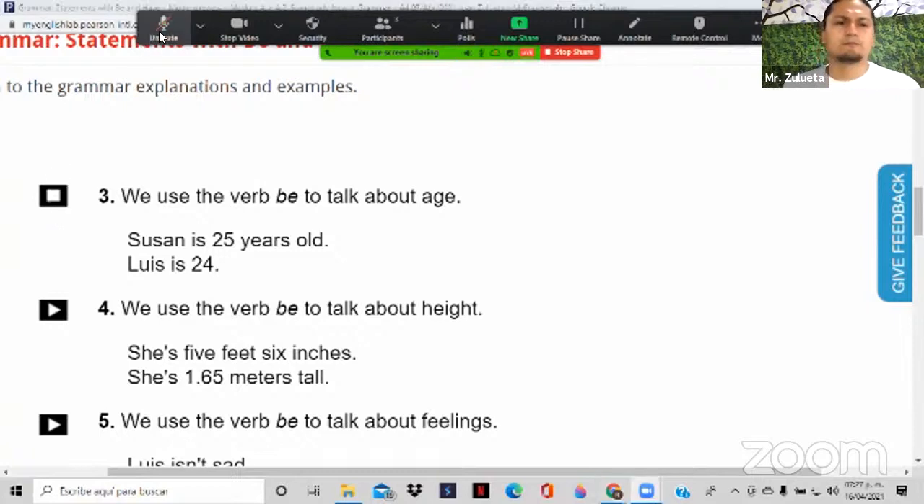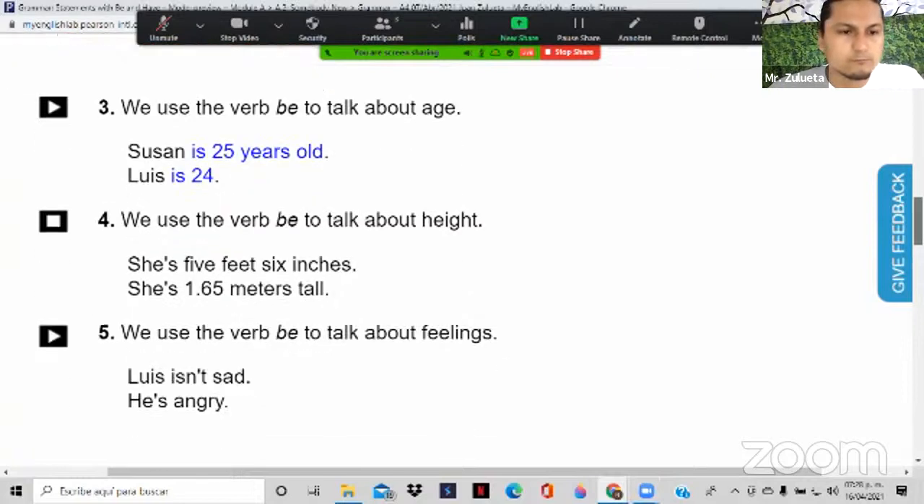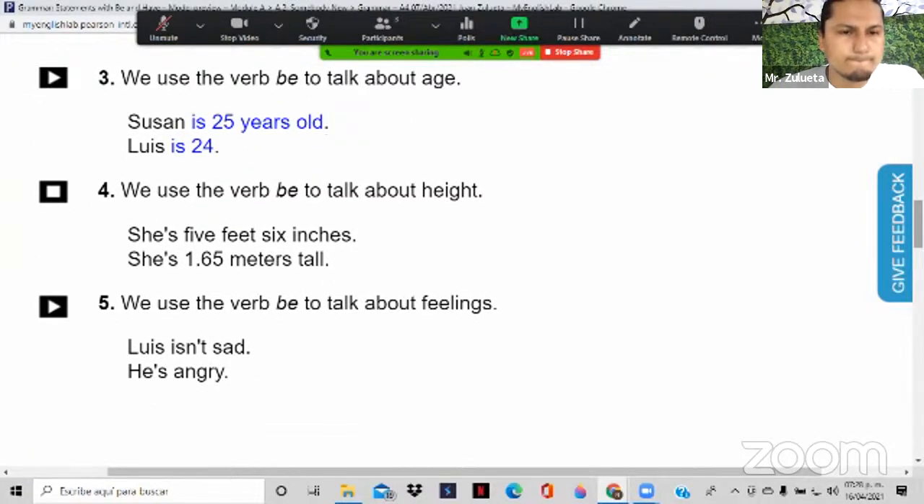We use the verb be to talk about age. Susan is 25 years old. Luis is 24. We use the verb be to talk about height. She's 5 feet 6 inches. She's 1.65 meters tall.